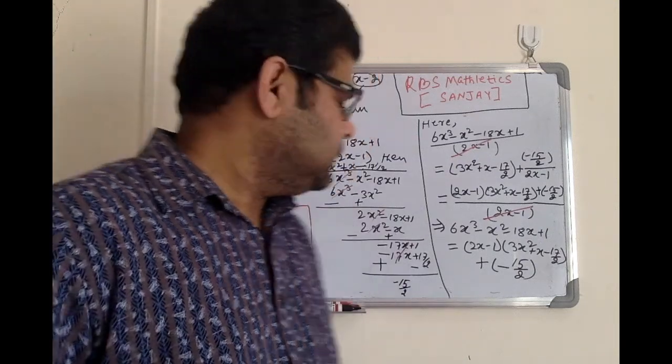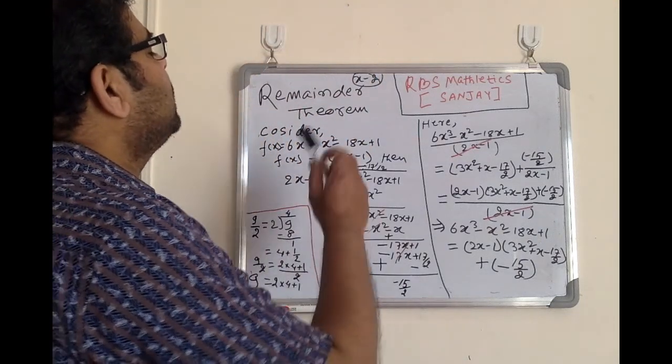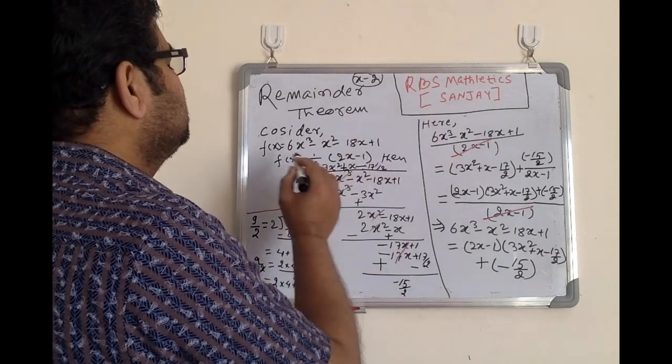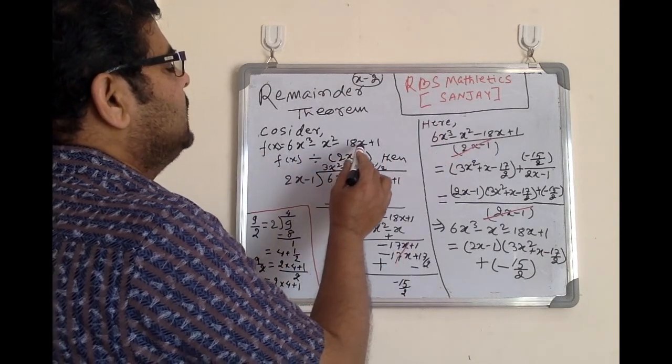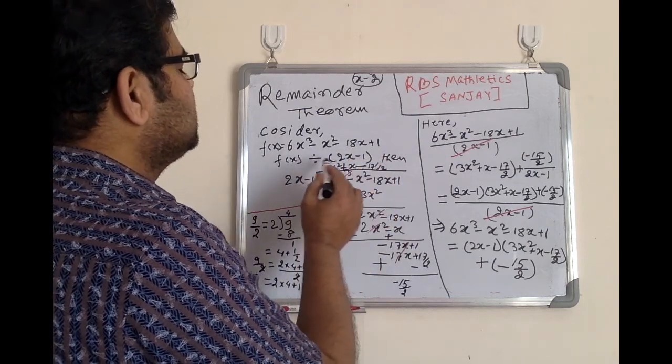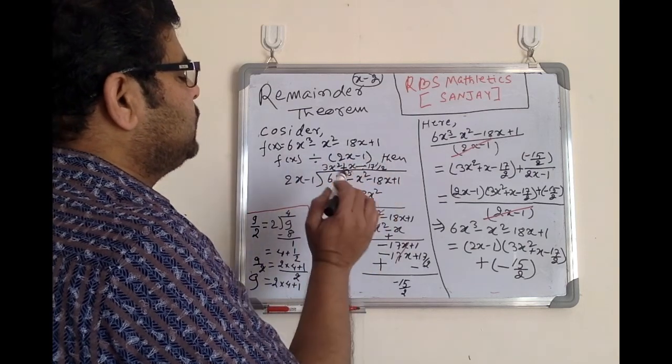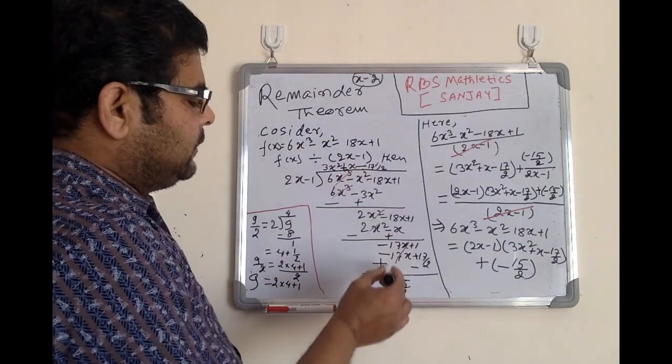Hi again. We shall now see what the remainder theorem is. So let us consider a function like this: 6x cubed minus x squared minus 18x, and that function is going to be divided by 2x minus 1. So this is the general way of how we divide it.